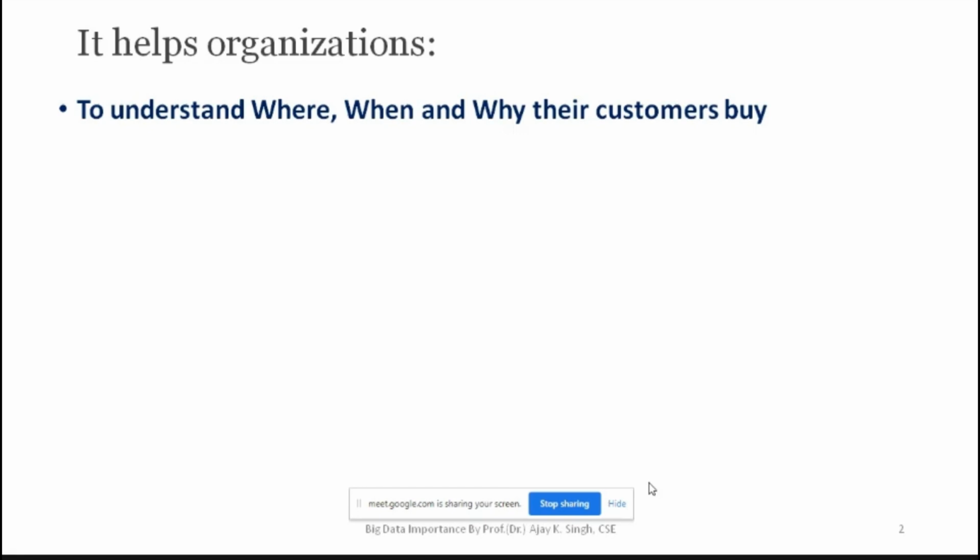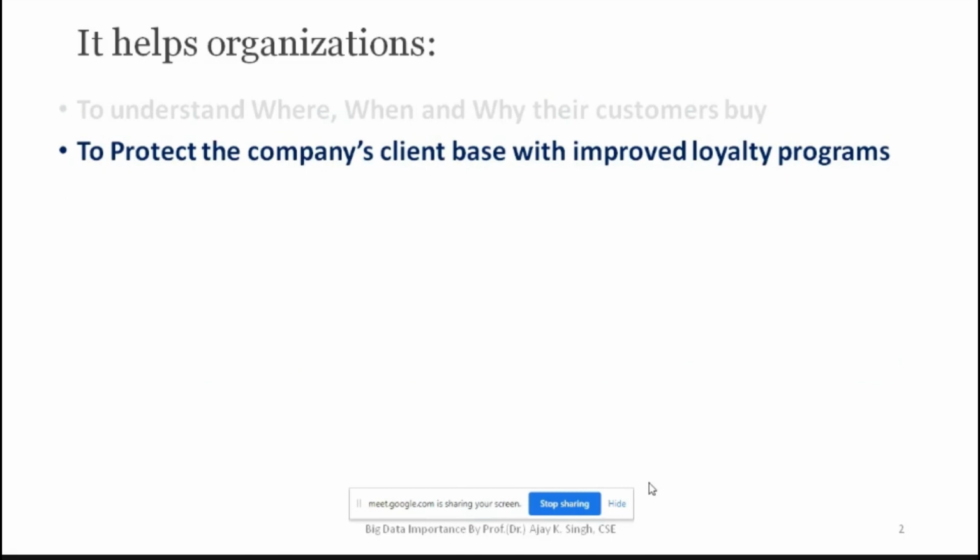Fine. So the very first point is very clear: to understand where, when, and why their customer buy. So these all aspects are going to be covered by using your big data, by using your analysis of big data. Second point, to protect the company's client base and improve loyalty programs. So it is going to protect the company's client base.